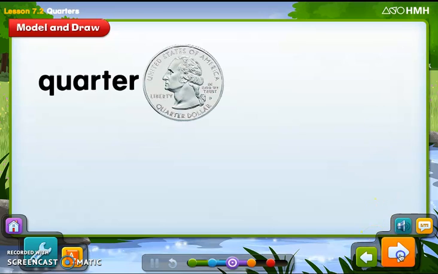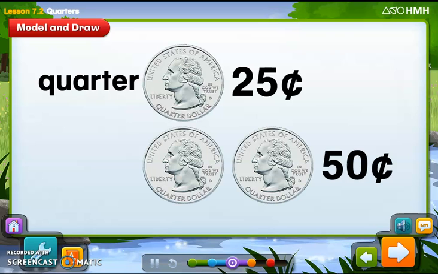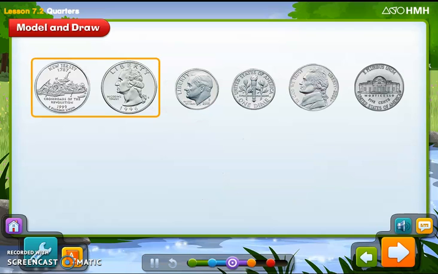This coin is a quarter. 1 quarter has a value of 25 cents. 2 quarters have a value of 50 cents. In this group of coins, there are 2 quarters. Each has a value of 25 cents.